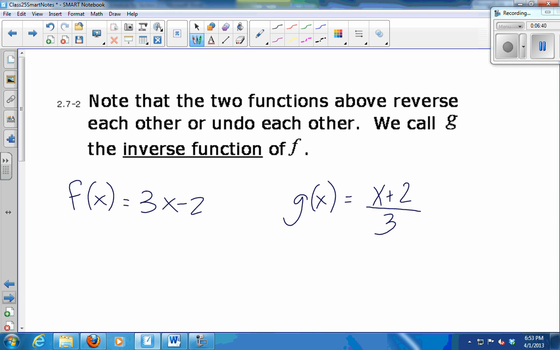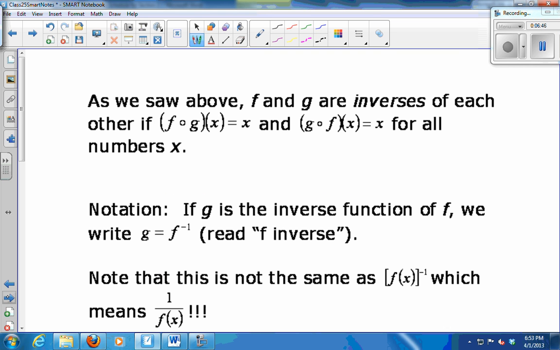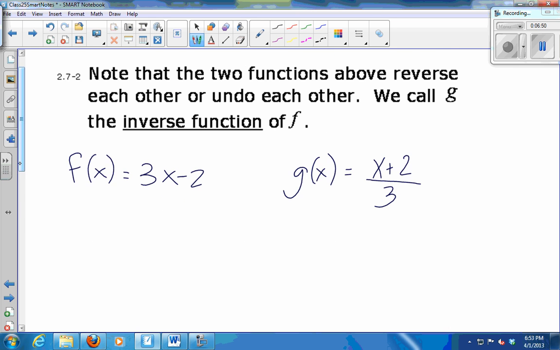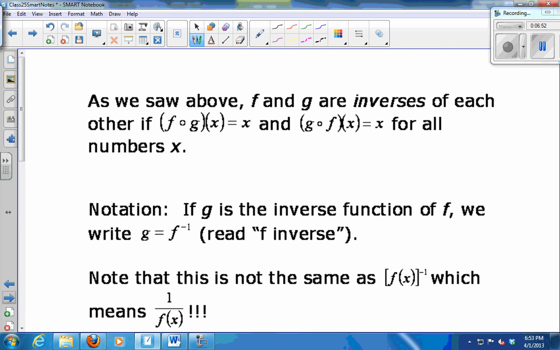So these two functions we call inverses. They undo each other. Okay. So when we compose them, if two functions are inverses, that means that when you compose them, you always get x.